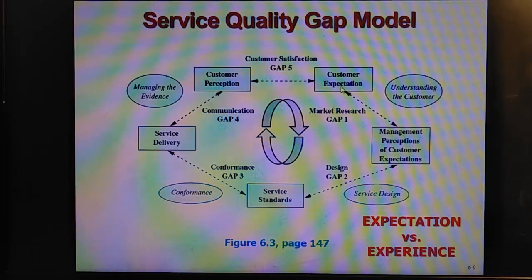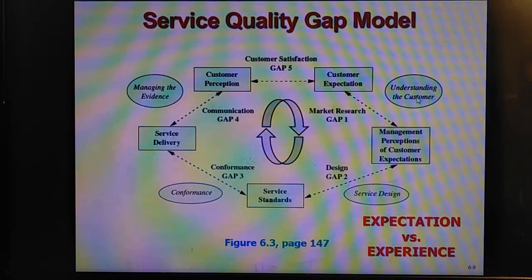If there is a big difference between expectation and perception, then this market research gap is going to be big. And it is important at this gap that the service provider understands the customer's expectation and perception.